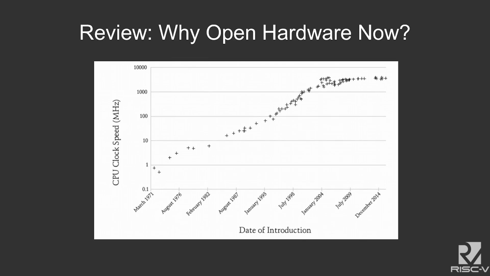So just a quick review before I get into it. Why is open hardware happening now? This is a slide that everyone's seen over and over again. This is clock speed over time. This is just a compilation of clock speeds of Intel CPUs over time.